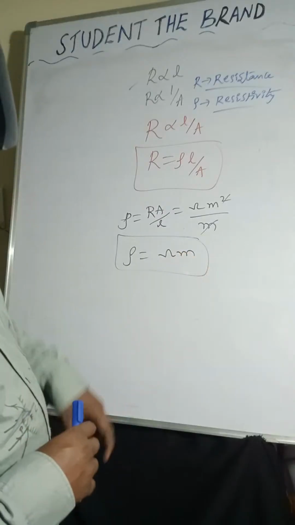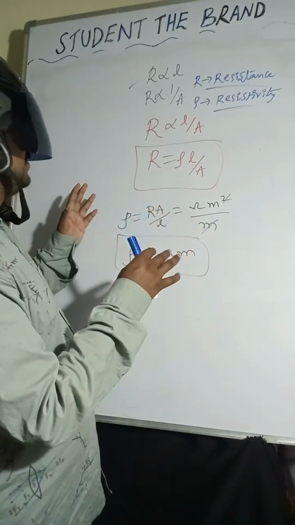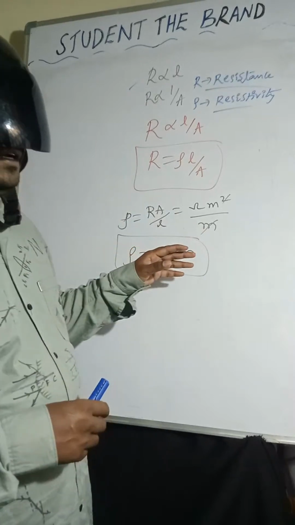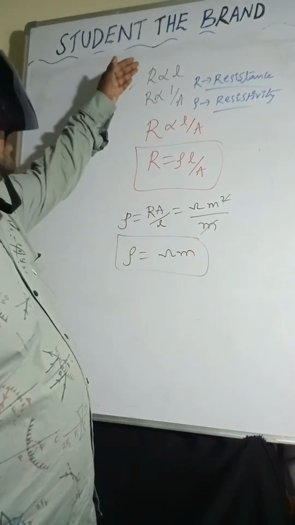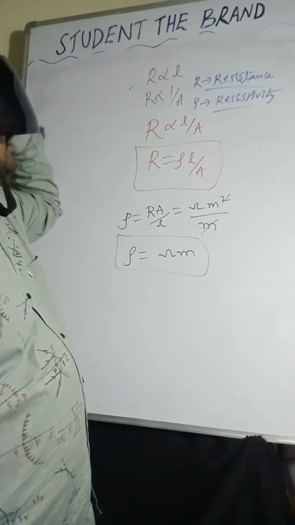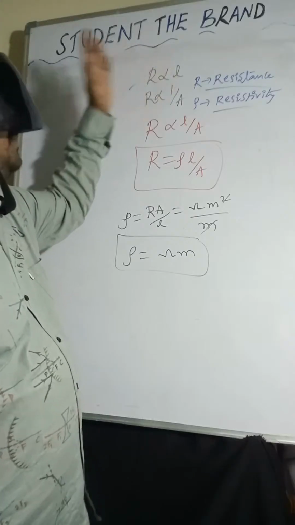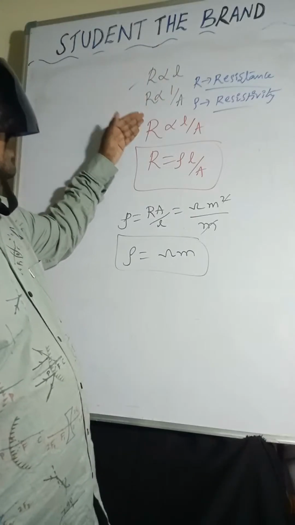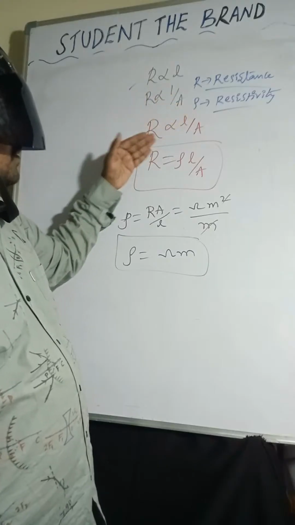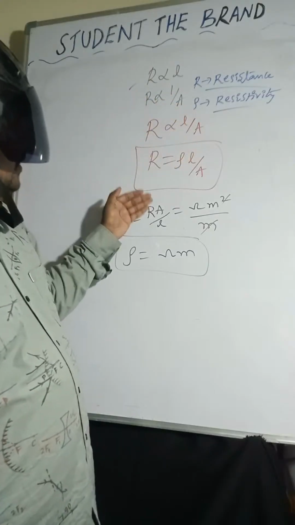Okay, so I hope it is very clear. Just check once. Very important. Resistance is directly proportional to the length of the conductor. Resistance is inversely proportional to the area of the cross section. R is directly proportional to L by A. R equal to rho into L by A. Rho equal to RA by L.